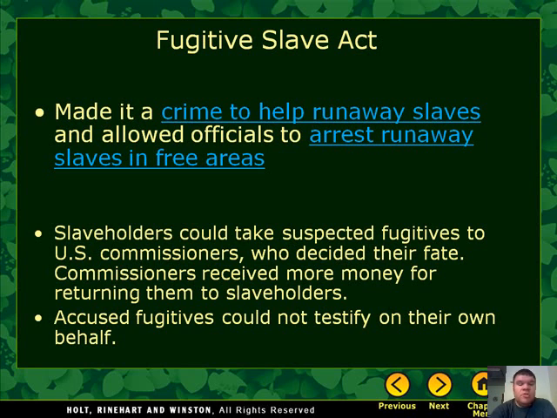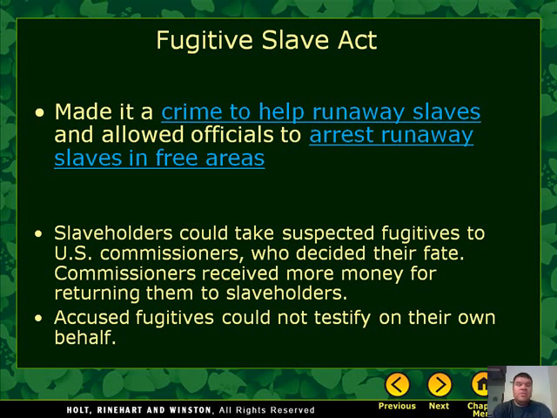And so slaveholders could take suspected fugitives to what were called U.S. commissioners, and these commissioners then decided their fate. And what's crazy about this is the commissioners got more money for returning them as slaves and less money to decide if they were free people. So if you can imagine this, a trial happens, and the judge of that trial gets paid more money to say that that person was a slave. And so oftentimes there were free people, people that had not been slaves, that were actually put into slavery and sent to the South because the judge had ruled that they were former slaves.